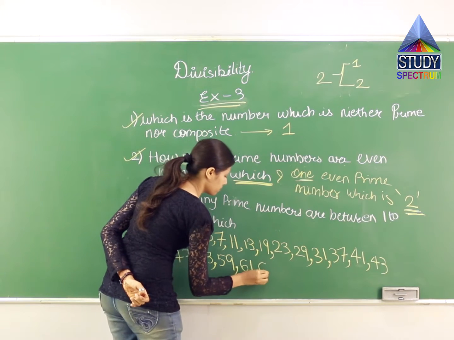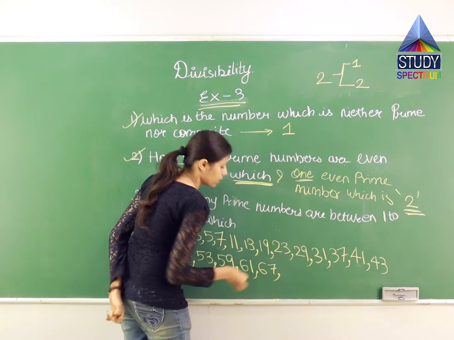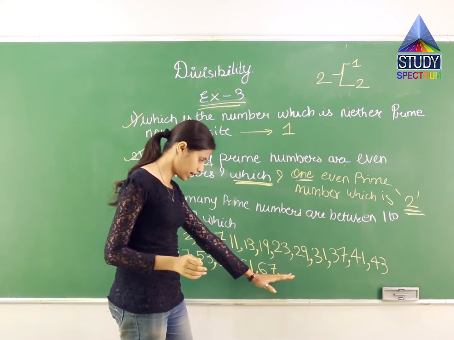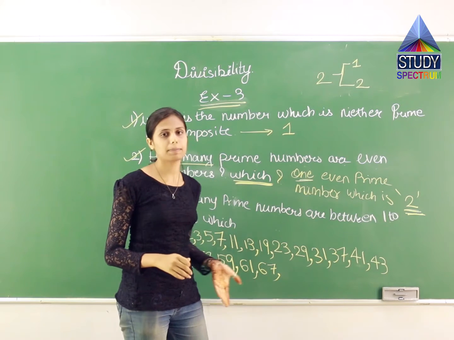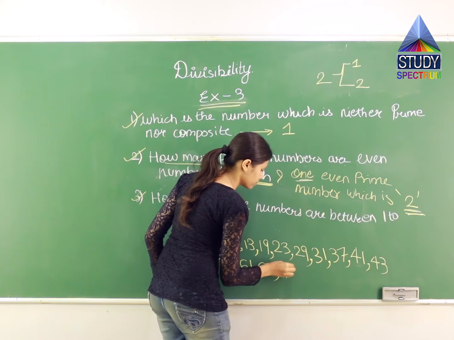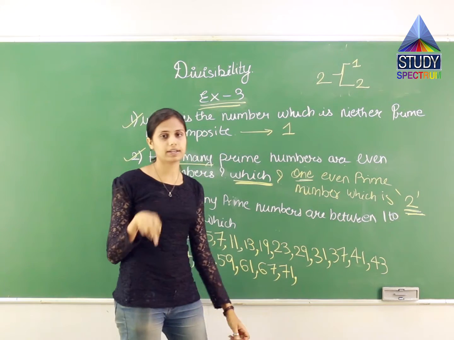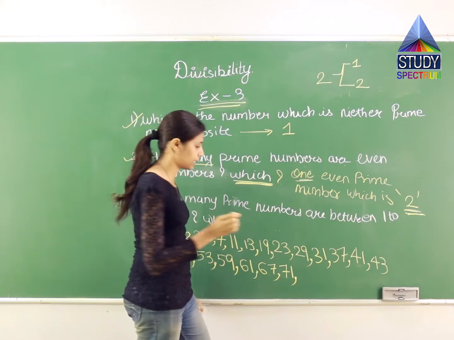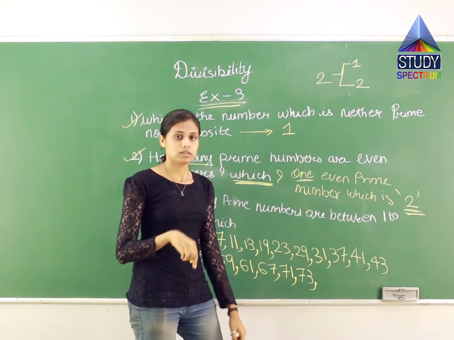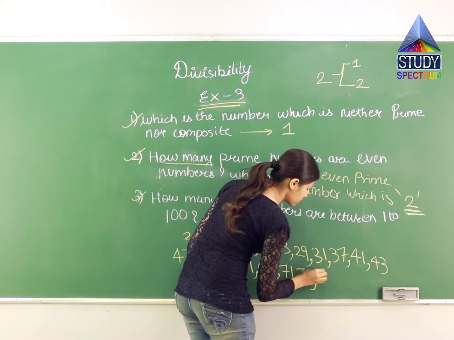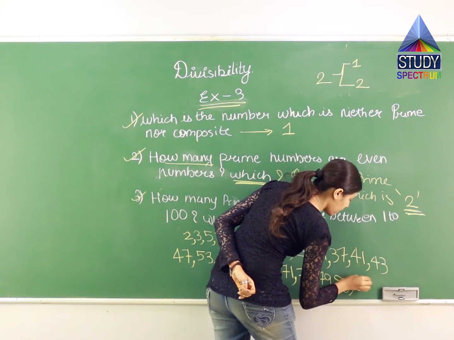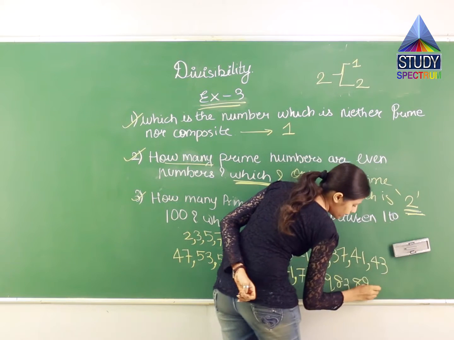Then 67. 67 also comes in the table of 1 and 67. If you can check, 67 अगर किसी और टेबल में आएगा ही नहीं except 1 and 67. So 67, then 71. 71 भी सिर्फ 1 and 71 के टेबल में आता है और किसी के टेबल में नहीं. Then 73. 73 also the same. Then I have next which is 79. Then 83, 89 and 97.